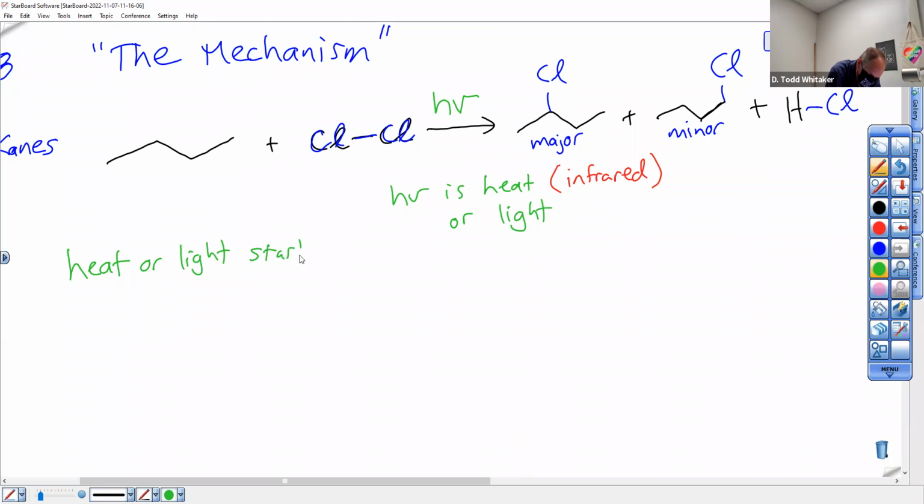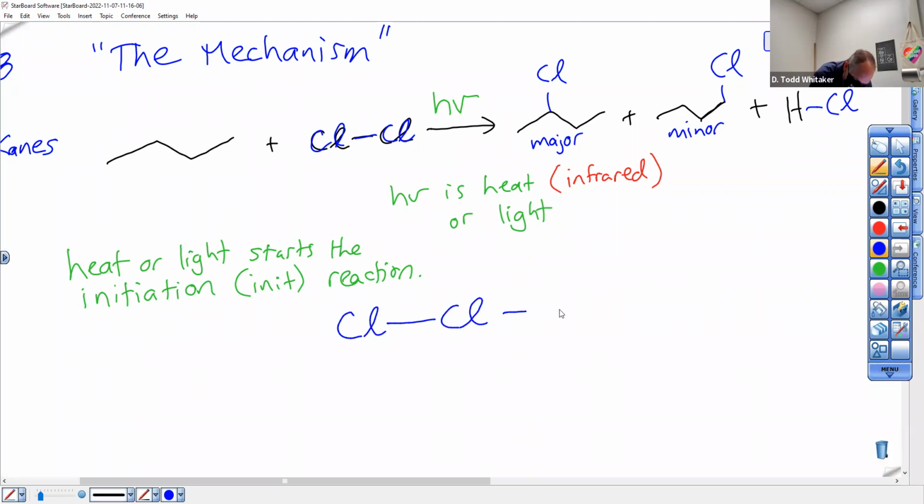heat or light starts the, and it's a good name, initiation, init, good short form, reaction. And here's your ClCl. Here's your h nu. And here's the result.